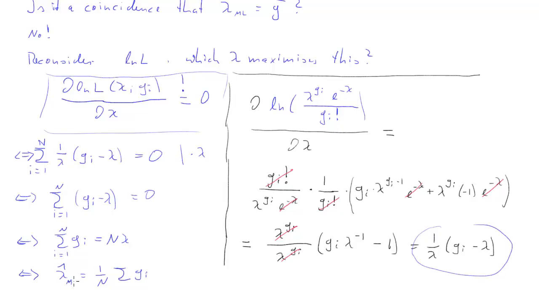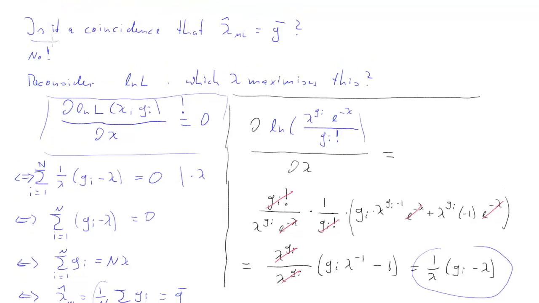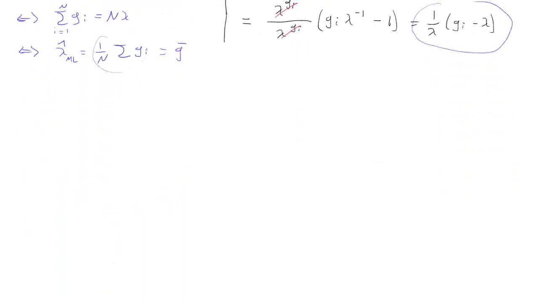So what we've gotten here is this first order condition, and that determines our maximum likelihood estimate, and that of course is just the average g. So it's not a coincidence that we get the sample average. It's just basically we have here an analytical solution to our maximum likelihood estimator, as we would get it in OLS, but we wouldn't always get it in all maximum likelihood problems.